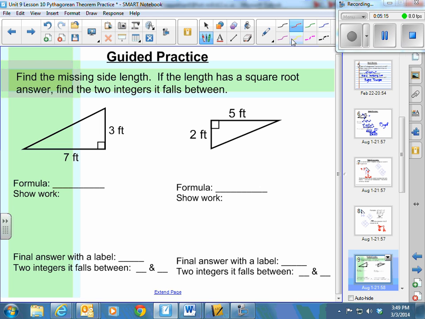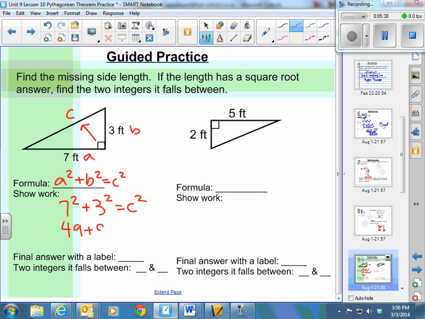So again, we're going to use the Pythagorean theorem, which is a squared plus b squared equals c squared. Let's go ahead and fill everything in. Alright, so we're going to have 7 squared plus 3 squared equals c squared. So that's going to be 49 plus 9 equals c squared. 49 plus 9 is going to be 58, which is equal to c squared.